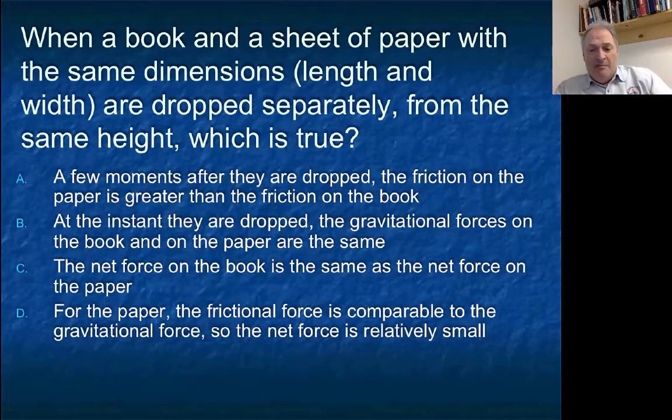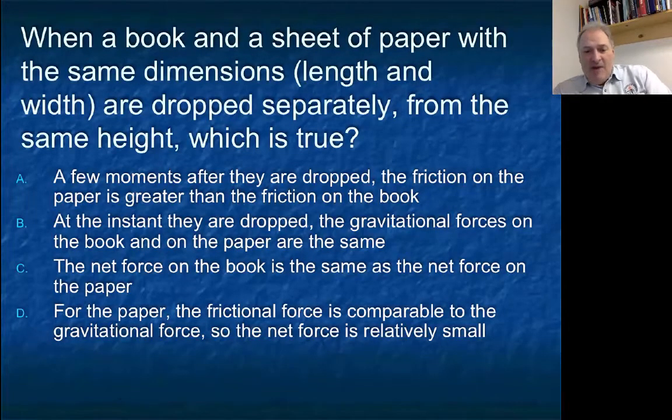C says the net force on the book is the same as the net force on the paper. Well, that can't be true either, because if the net force on the book and the net force on the paper were the same, well, let's see. That's more complicated. If that's true, you'd expect the book to accelerate down more slowly than the paper, right? Because if the net forces were the same, the book has a greater mass, and the acceleration is equal to the force divided by the mass. So if the book has greater mass and the net force was the same, the book should accelerate less than the paper. And that's not what you see. You see the book accelerating down much faster than the paper accelerates down. So C can't be correct.